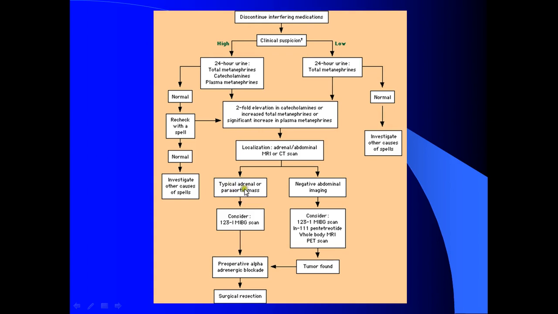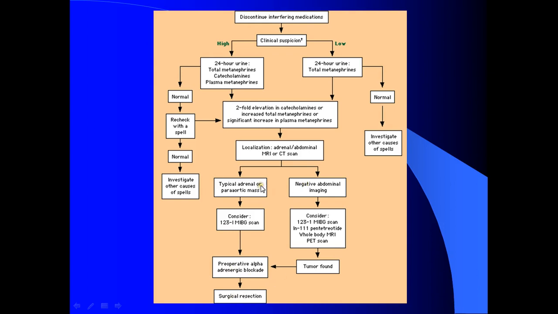If it is an adrenal or para-aortic mass, you do an MIBG scan, and then if it is positive, you proceed. MIBG is basically being done for metastatic disease. So you do that, and then you proceed for preoperative alpha adrenergic blockade, and then you go for surgical resection.